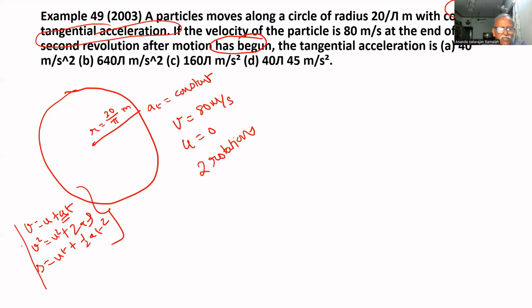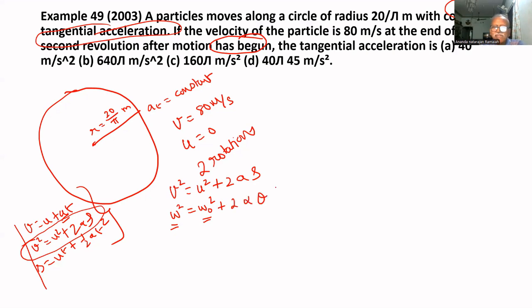Then we can use this to find that v square equal to u square plus 2as. The identical here is omega square equal to omega naught square, initial angular velocity, plus 2 alpha theta. Identical to this formula. Here, this is 0 because u, the initial speed, is 0. It starts from rest after motion has begun, means initial velocity is 0. That's why this is equal to 0.